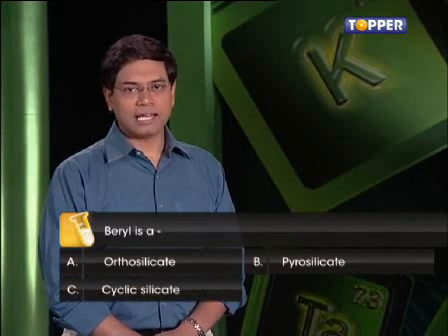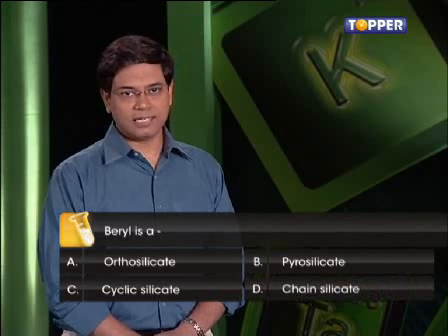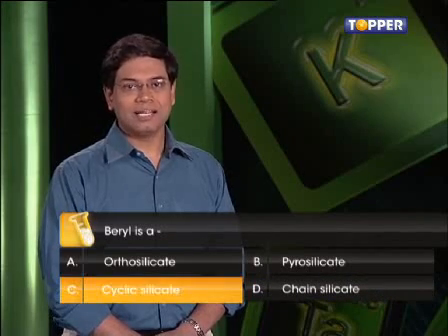Now for the second question. Beryl is A. Orthosilicate, B. Pyrosilicate, C. Cyclic silicate, D. Chain silicate. The answer is C. Cyclic silicate.